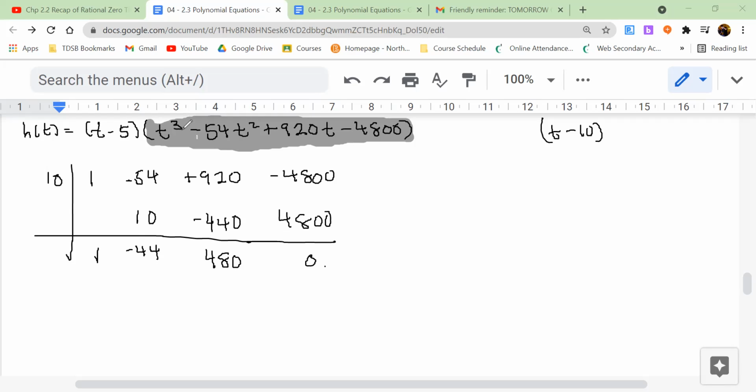Because the question is asking when will the height be, when will this roller coaster be above 24 meters, right? So right now I set it up so that I can find when will it equal 24 meters.